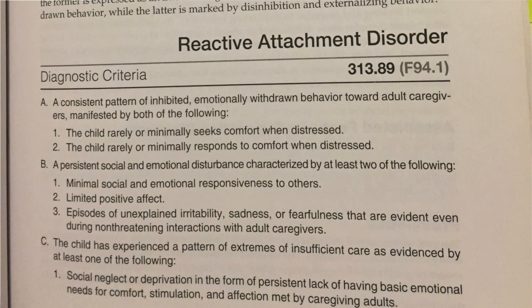So I just wanted to tell you what it was, give you some little tips and tricks to help you if you're a parent who's struggling with a child who has reactive attachment disorder, and I hope that this video helps you. So reactive attachment disorder, diagnosed: A. A consistent pattern of inhibited, emotionally withdrawn behavior toward adult caregivers, manifested by both of the following. 1. The child rarely or minimally seeks comfort when distressed. 2. The child rarely or minimally responds to comfort when distressed.